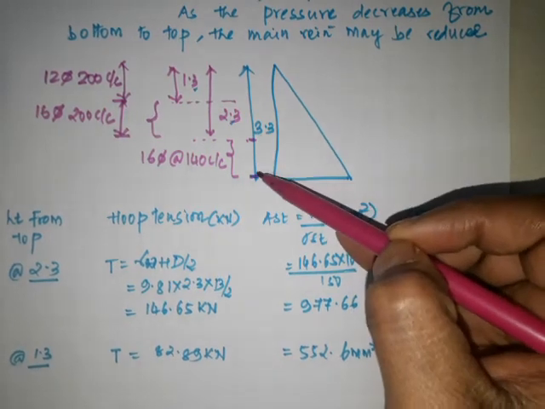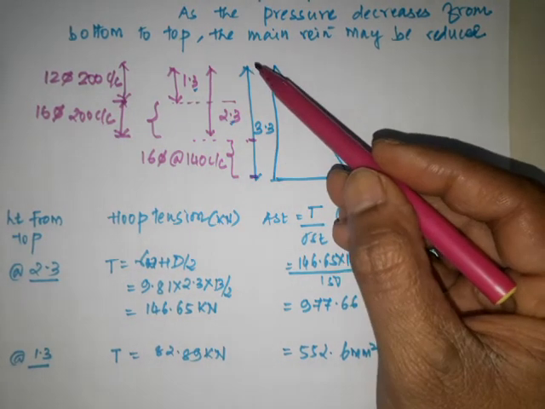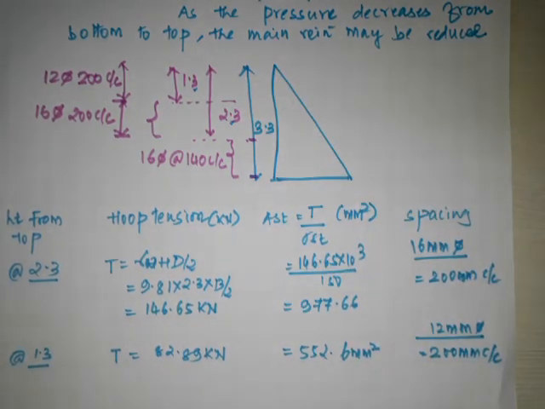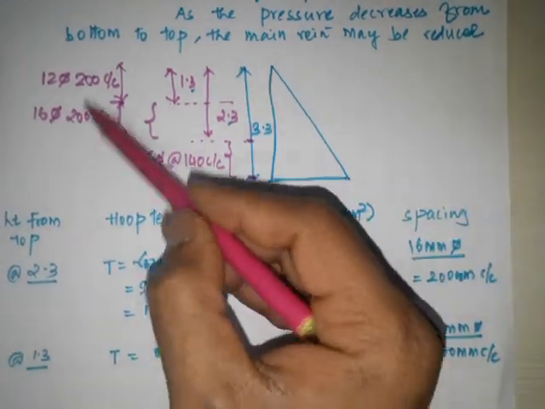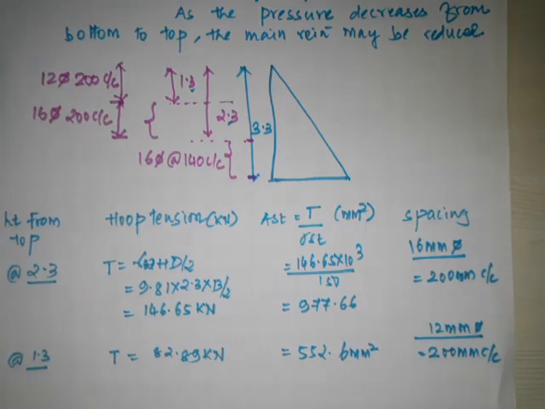If you provide 16 dia at 140 throughout, then it will be uneconomic. Okay, it will be costlier. So for that we have divided it into different levels and calculated the reinforcement separately. If you want to see it in the detailing part, I would like to show it here.